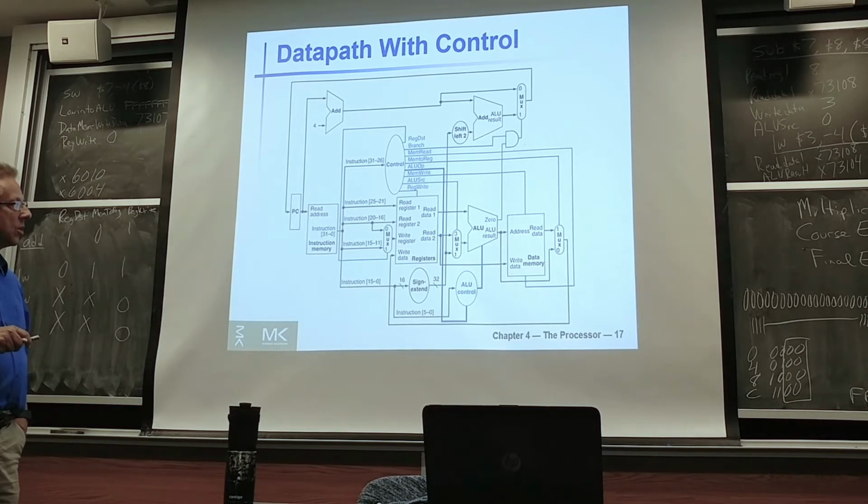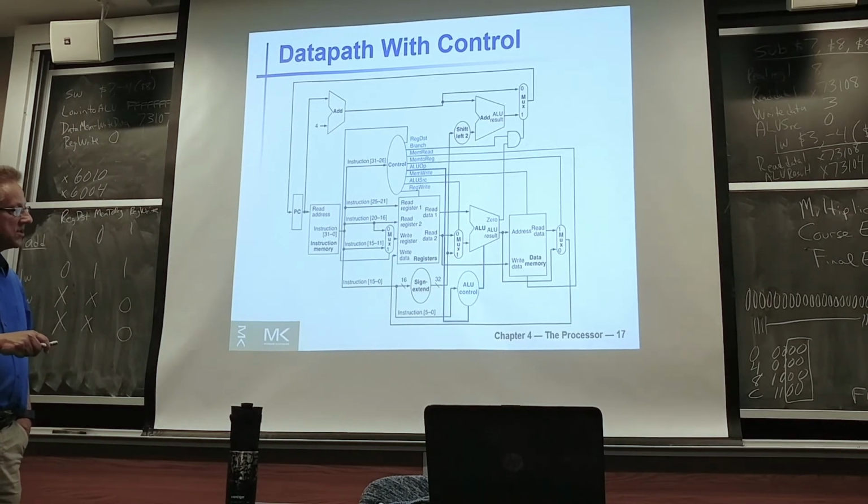So for ALU source, if we're doing an R-type instruction, then we want two register values going into the ALU, right? If we're doing an add or subtract or anything like that. So ALU source is going to be a 0 for an R type. For a load or a store, we want to take a register value and an offset value as our inputs. So ALU source needs to be a 1 for a load or a store.